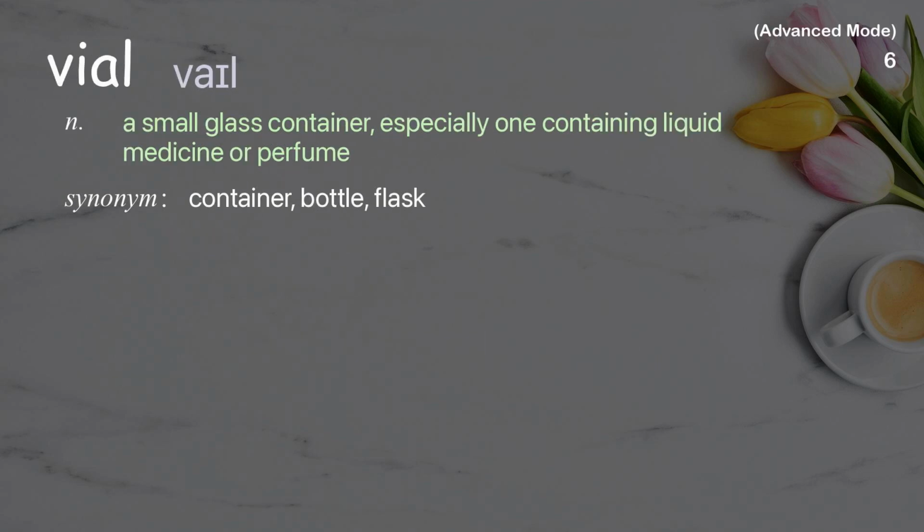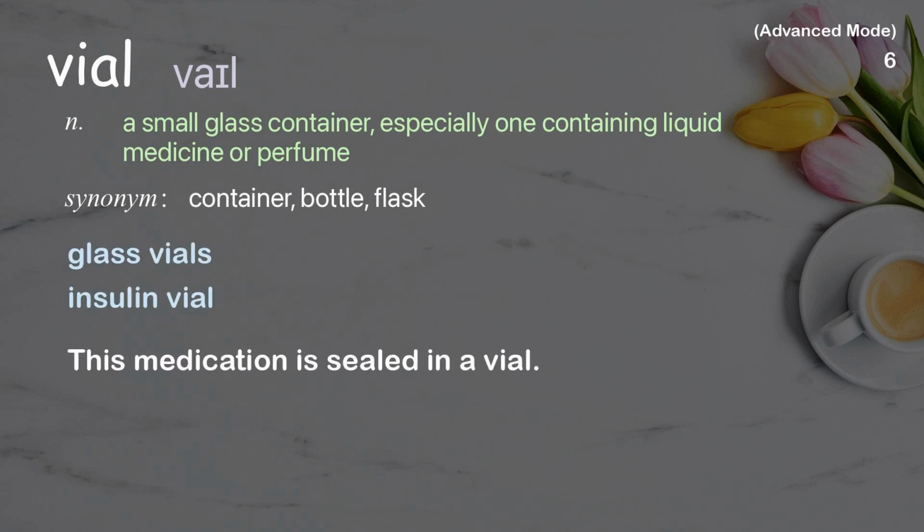Vial. A small glass container, especially one containing liquid medicine or perfume. Examples: Glass vials. Insulin vial. This medication is sealed in a vial.